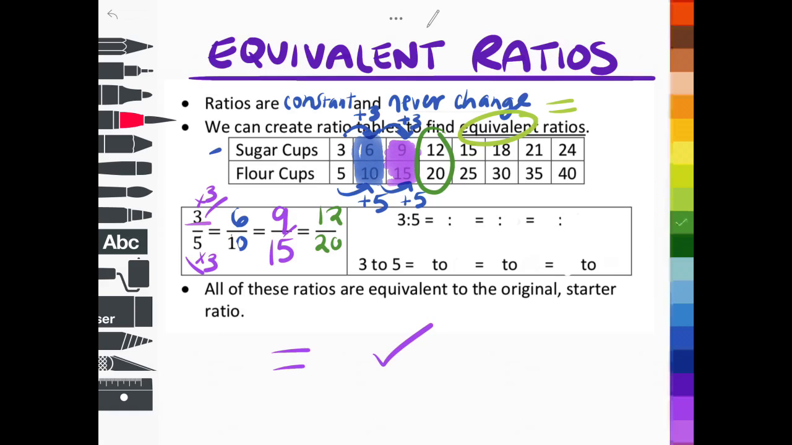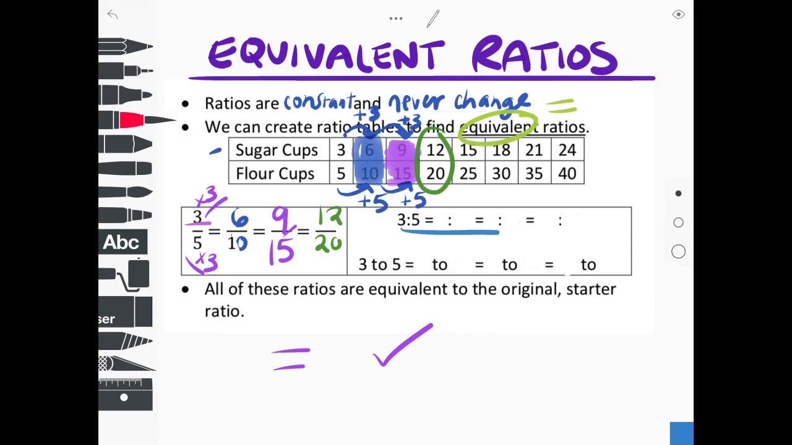And then as we learned last week, there are many different ways to write a ratio, not just as fractions, but also with the colon and the word to. So we can write these with a colon. So 3 to 5 is equal to 6 to 10, which is equal to 9 to 15, which is equal to 12 to 20. And all of these ratios are going to be equivalent to the original starter ratio.